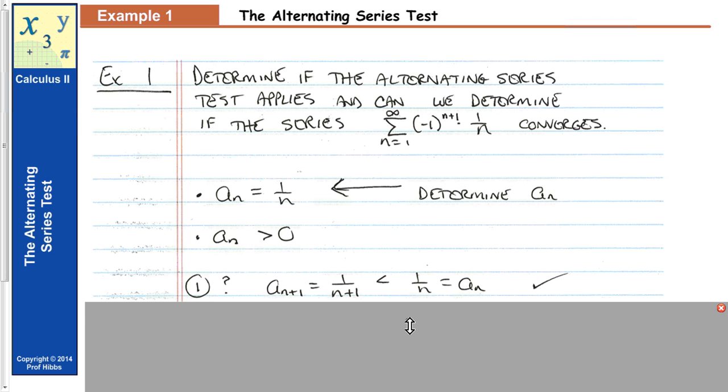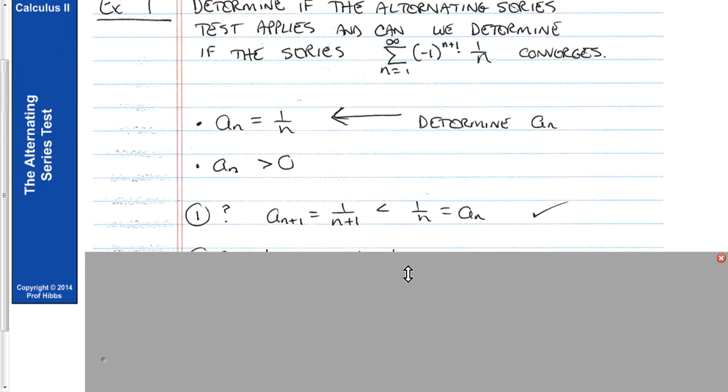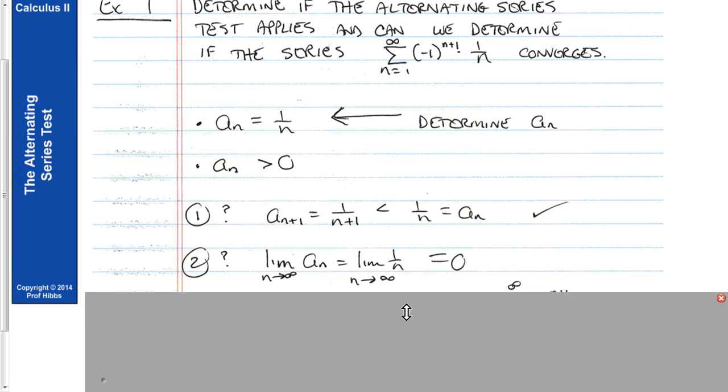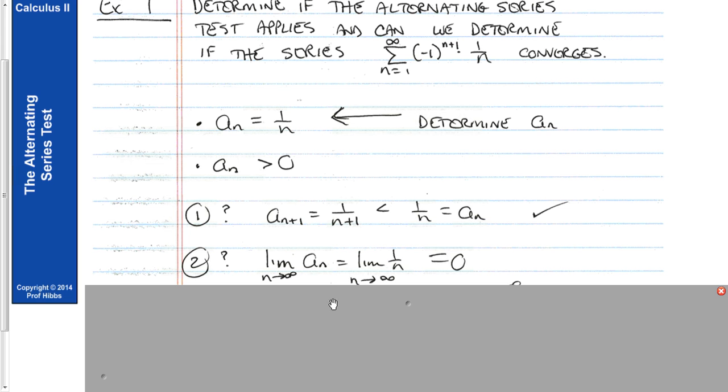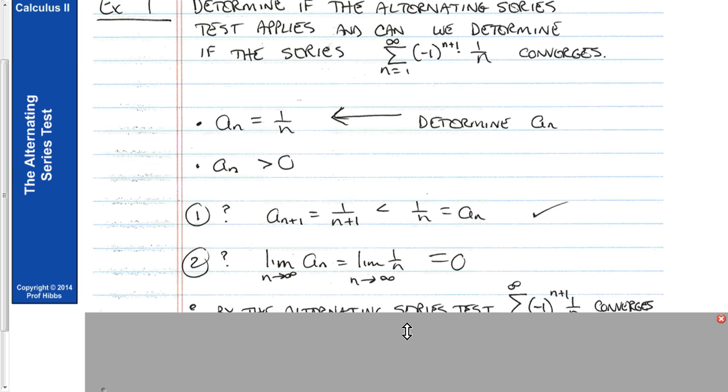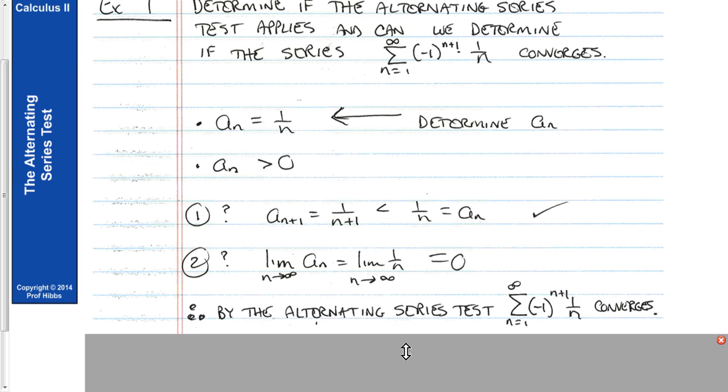They're getting smaller. Now let's look at the second condition. The second condition requires that the limit of the a sub n's has to be 0. Well, in this case, a sub n is 1 over n, so it's the limit of 1 over n as n approaches infinity, and we know in fact that's 0. So I should have a check mark here. The second condition also applies, is true. So we can conclude then that this series converges.